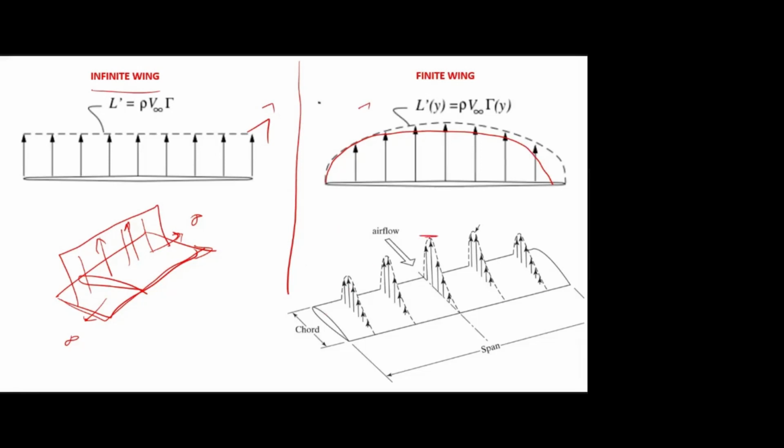In the center it is maximum, and towards the tip it decreases. At last it will be zero because there is no pressure difference. So like that it will vary. Is it clear? Lift distribution for infinite wing and finite wing.